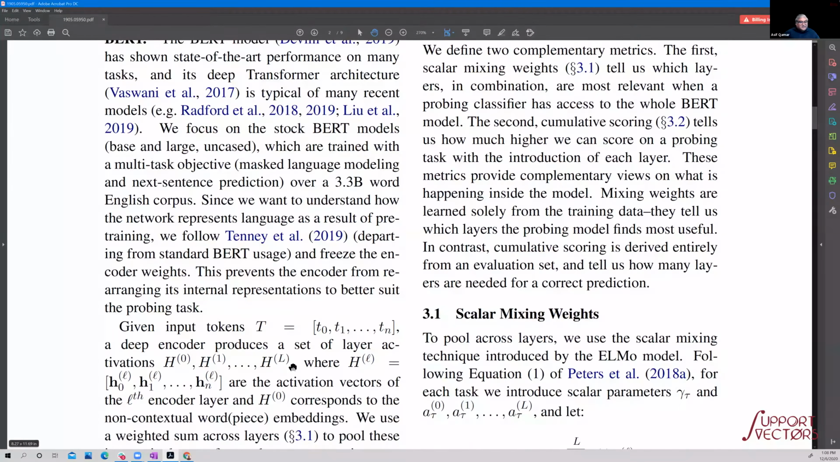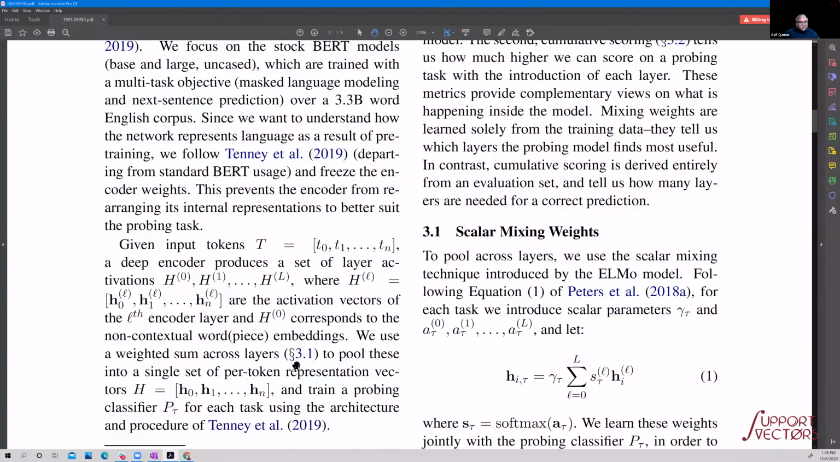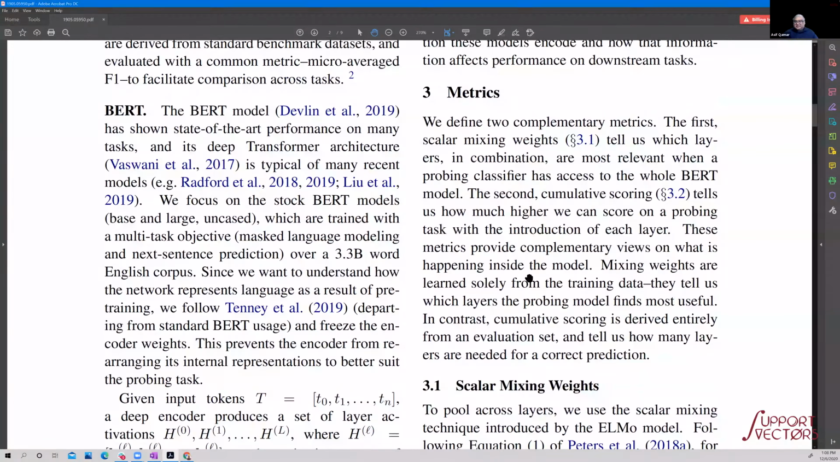So they take the tokens and look at it at two different levels. There is something called scalar mixing weight. Let me just talk a little bit about it. This part, the metrics, is important, and we'll sort of ignore what came before. We define two complementary metrics. The first is scalar mixing weights. It tells us which layers in combination are most relevant when a probing classifier has access to the whole BERT model. So, okay, let me give you a little bit of background.